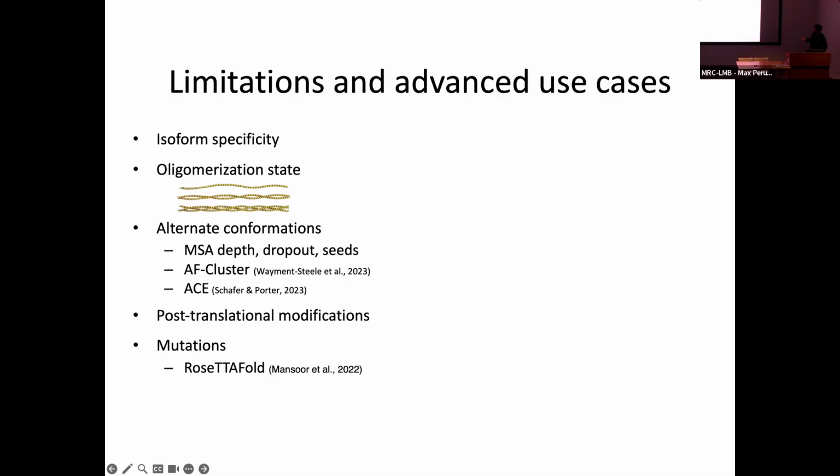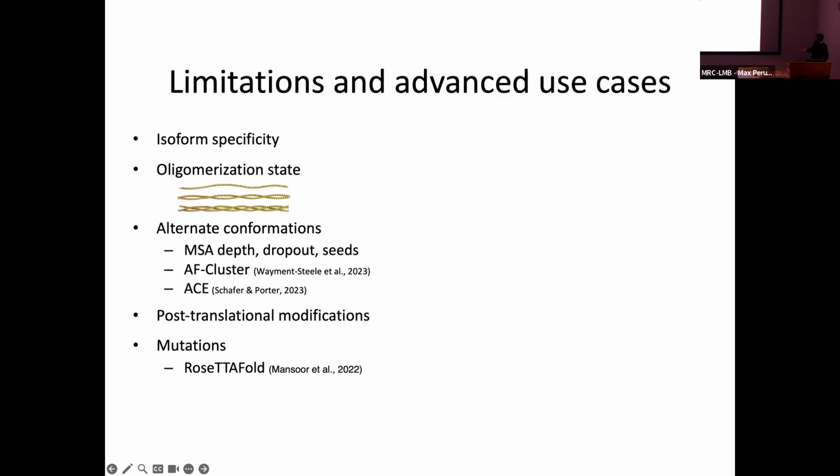Other problems: alternate conformations are difficult to get. Usually, AlphaFold will give you one conformation, either the closed one or the open one. But with AlphaFold 2, it is possible to customize it. You can change the number of seeds. You can change the depth of your multiple sequence alignment. You can add dropout. And people claim that sometimes they have been able to pull out the second conformation for the protein. There are also some specialized algorithms like AF-Cluster to find the different conformations. I never used them, so I can't comment on how well they work.